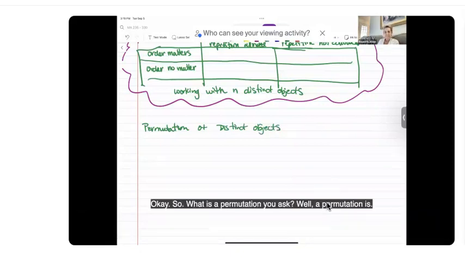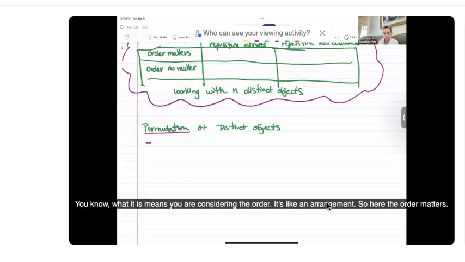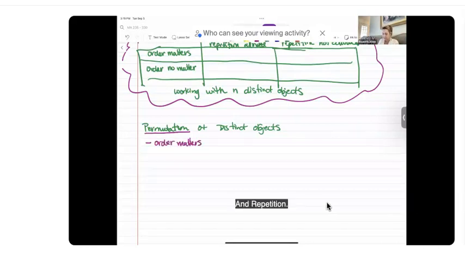Okay? So, what is a permutation, you ask? Well, a permutation means you are considering the order. It's like an arrangement. So here the order matters, and repetition is not allowed.